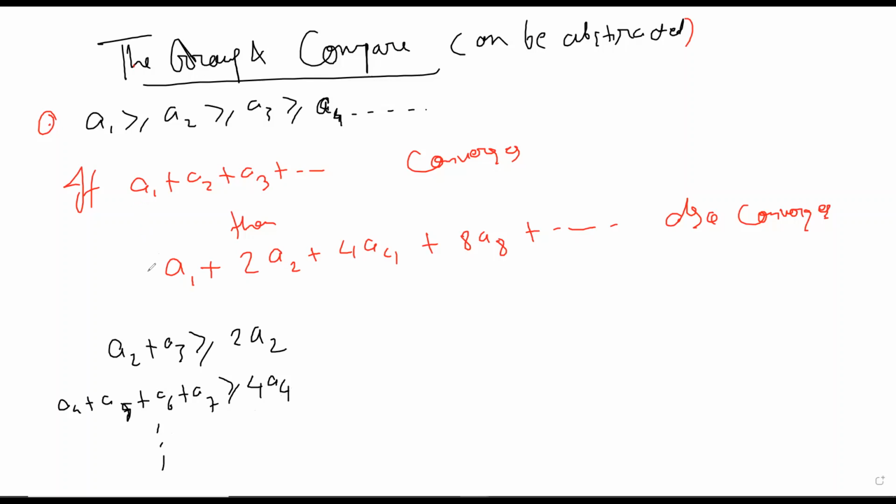A2 plus A3 is equal to 2A2. No, it's less than or equal to, right? That's the problem, that's why I was getting confused. Yes, it's less than or equal to, because this is lesser. So this grouping will not be good, right?